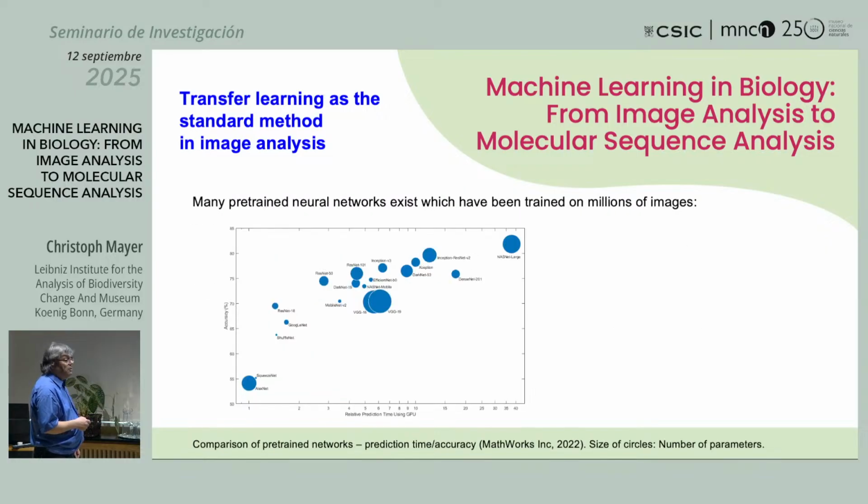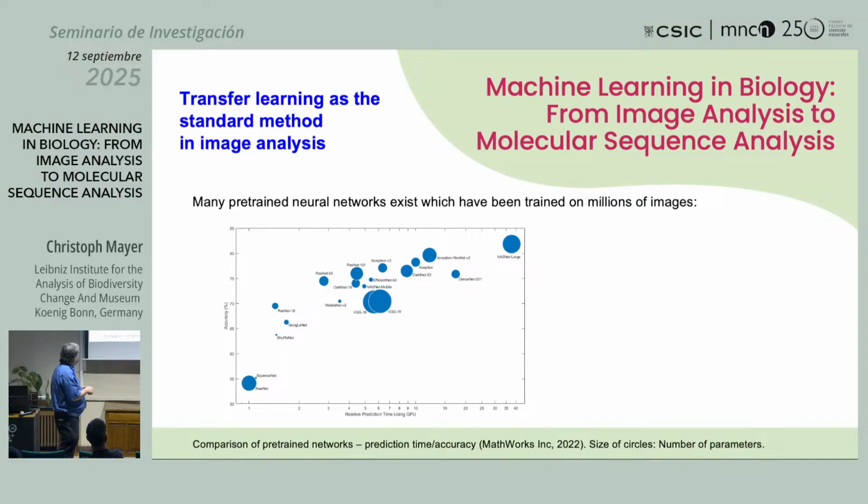Okay, there are quite a number of pre-trained models out there that you can use. This is just a very quick comparison from MathWorks 2022. They compared some of the nets. Here, this was the first, AlexNet, from 2012. That was maybe the first well-known deep learning neural network.